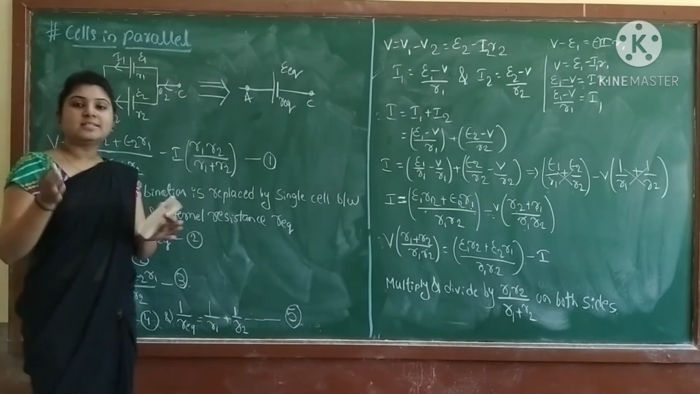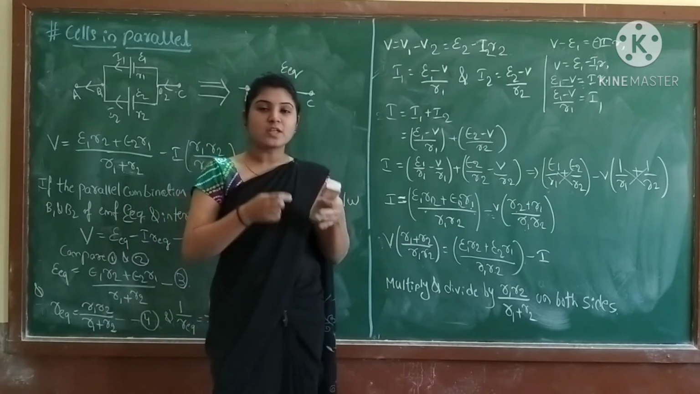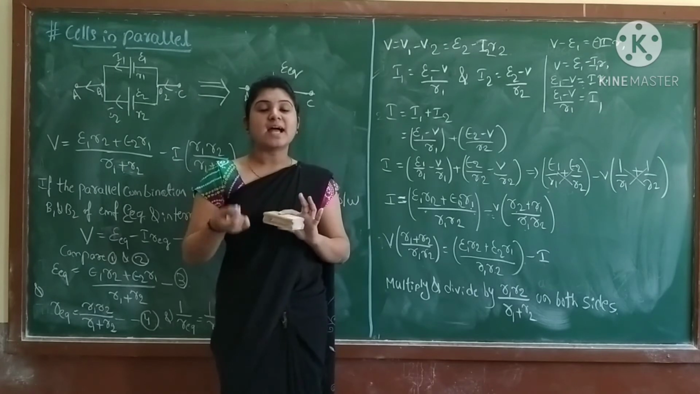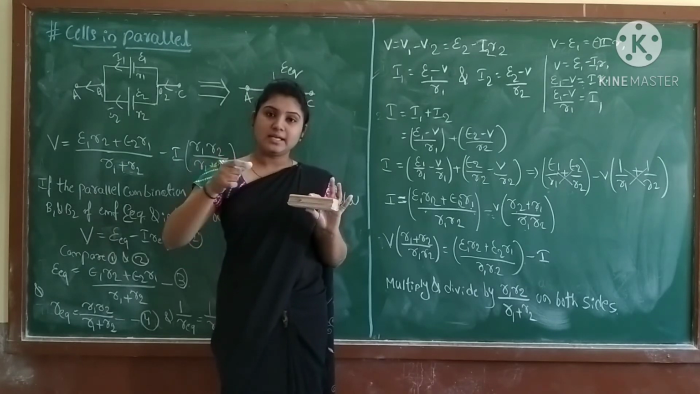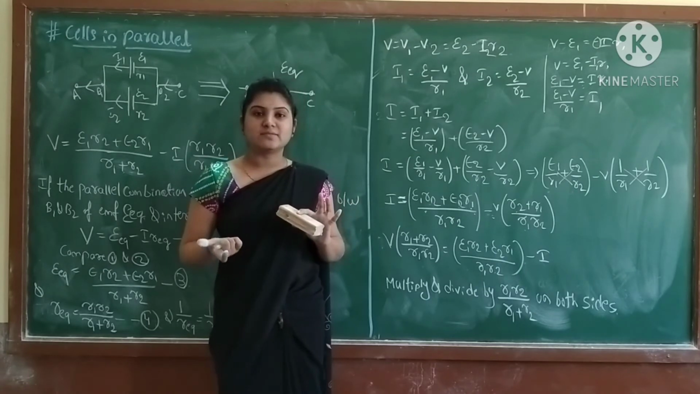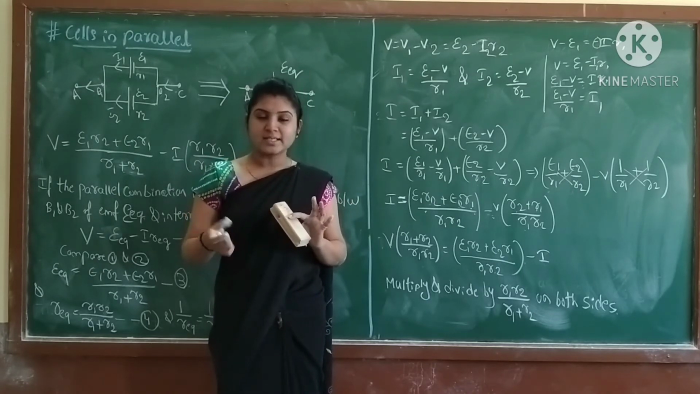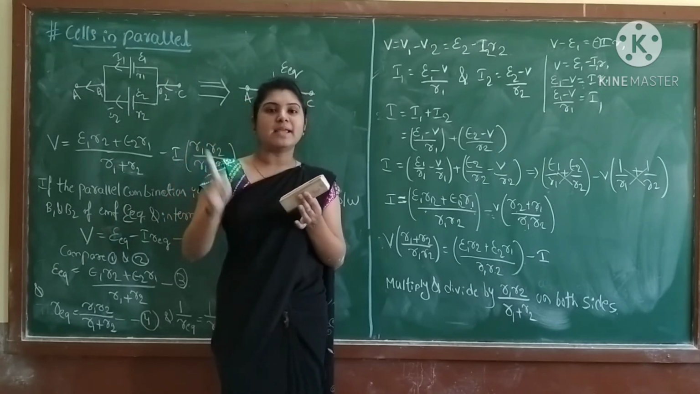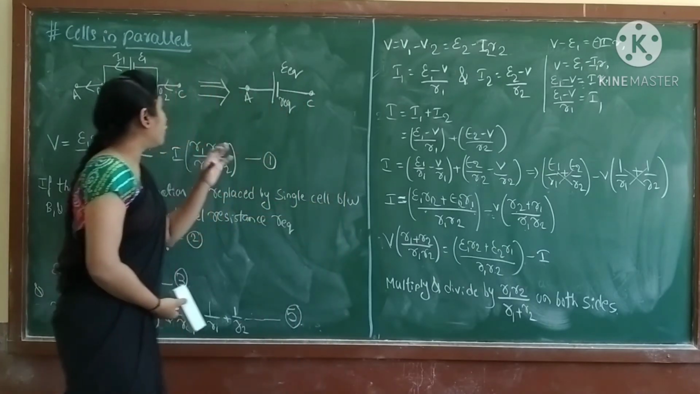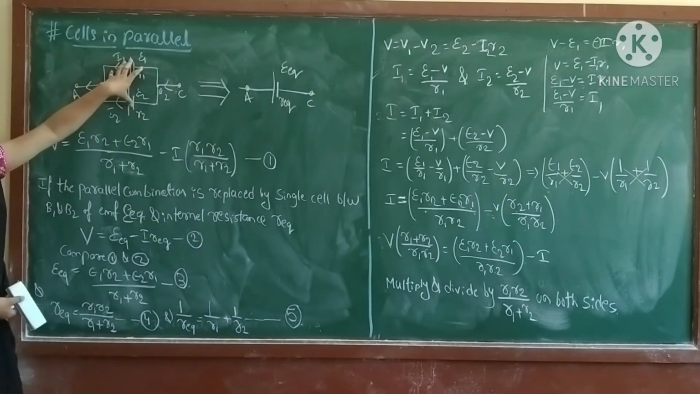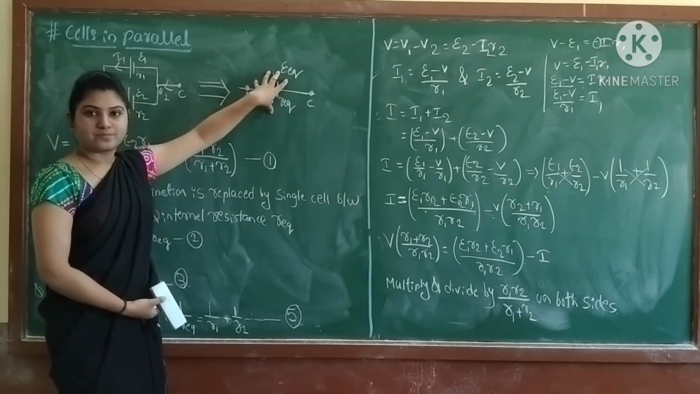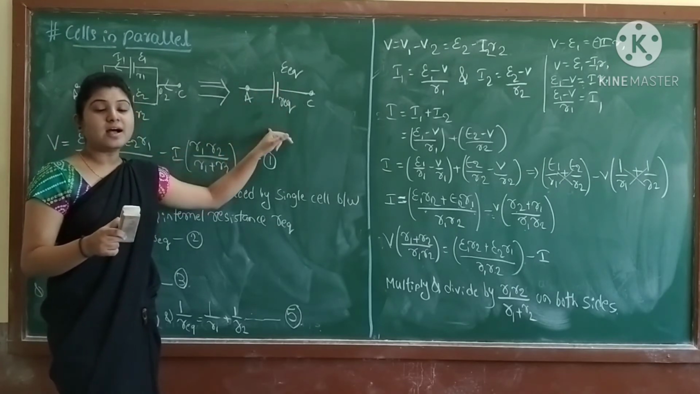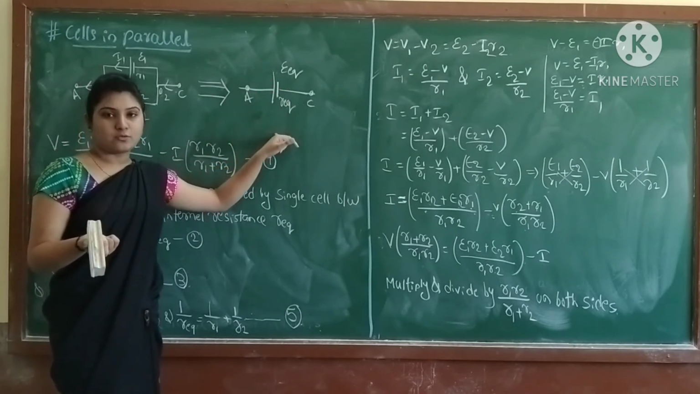That means the series combination can also be replaced by one cell, having the EMF E equivalent and the internal resistance R equivalent. Similarly, here also we are replacing the two cells by one cell. So I am removing these two and placing only one EMF here, having the EMF of E equivalent and the internal resistance of R equivalent.